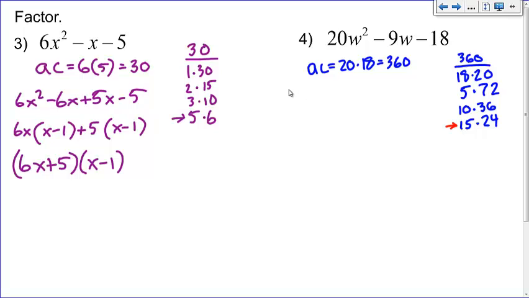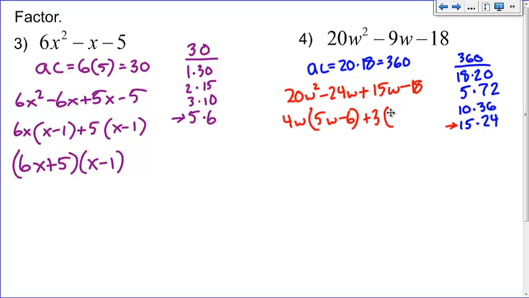So let's do this then. 20w squared, and I'm going to do minus 24w plus 15w, and once again the order of those two wasn't relevant, minus 18. Let's group factor. I can take a 4 and a w out of the first two terms, so that's 5w minus 6. The last two terms, a 3 will come out evenly. And we get 5w minus 6 and 5w minus 6, which is what we want. So 4w plus 3 times 5w minus 6 is the factored form.